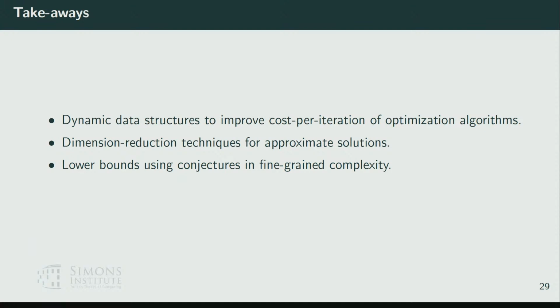I'm just gonna slightly go over these three takeaways. The first one is that we've already seen there are many dynamic data structures that can be used to improve the cost per iteration of optimization algorithms. And for different algorithms, we need to design specific specialized data structures for them. The second thing is that many dimension reduction techniques and randomized techniques are very useful, because often we allow approximations in the optimization algorithms. And the third part is that sometimes when your upper bound is stuck, it's also an interesting question to think about the lower bound. And we have this OMv conjecture, which is by nature pretty algebraic, and sometimes it's very suitable to apply that for our questions.